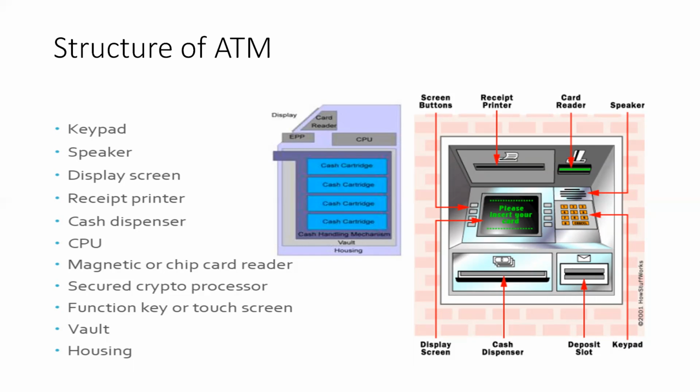A display screen is there, a receipt printer is there, a cash dispenser is there, the central processing unit (CPU) is internally inserted, a magnetic or chip card reader is there, a secured crypto processor is there, function keys to touch the screen, a vault, and housing. All these are the various parts you can find in ATM machines. You can see the picture here of the various parts in the ATM machine.